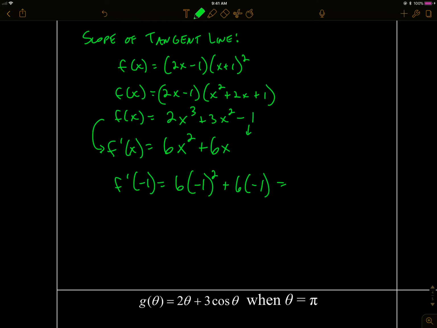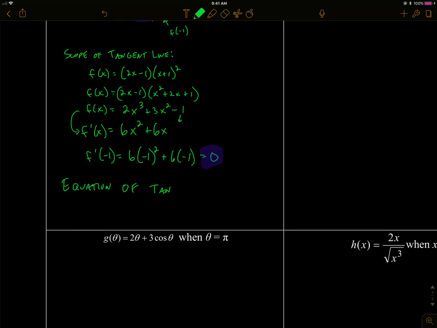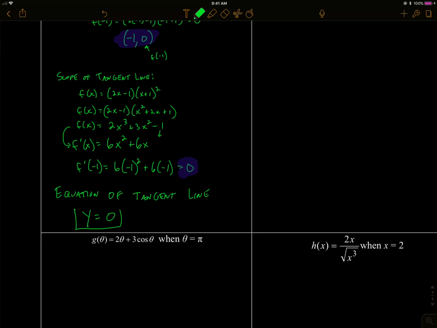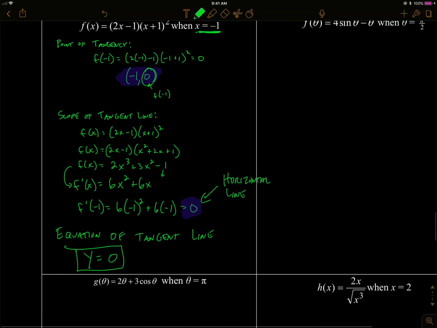So I get what? 6 minus 6. Am I also getting 0? So the slope of my tangent line is 0. So now I know that the equation of my tangent line is y equals, if I use the point, y equals 0. Why do I know it's that? This tells me with a slope of 0 that it's a horizontal line. And then if it's a horizontal line, it's going to be y equals whatever the y coordinate is.